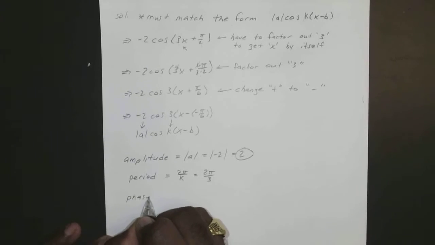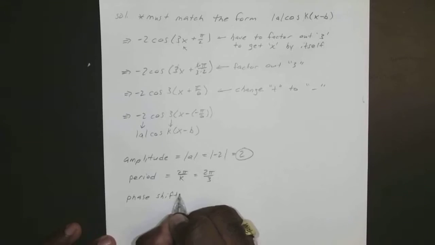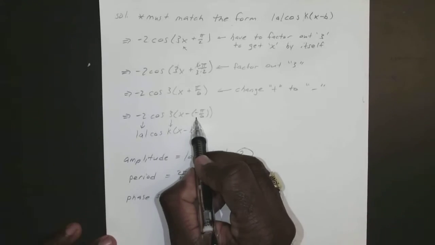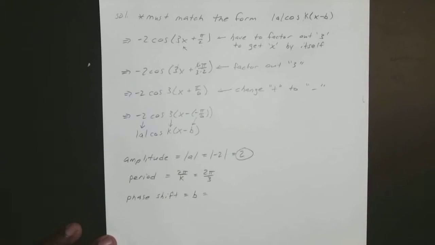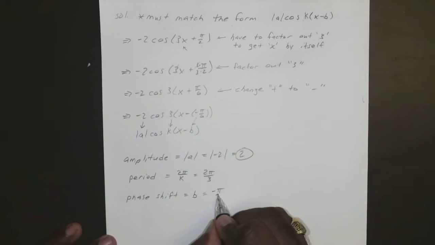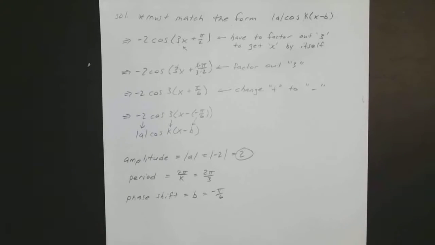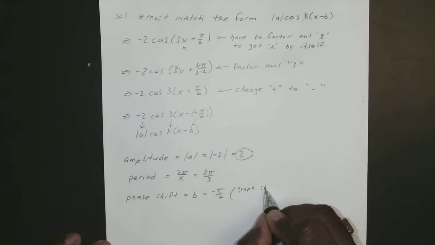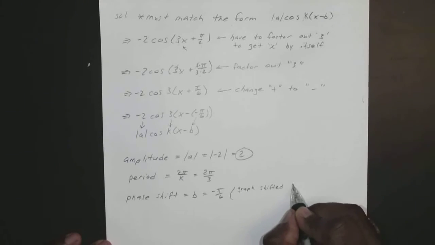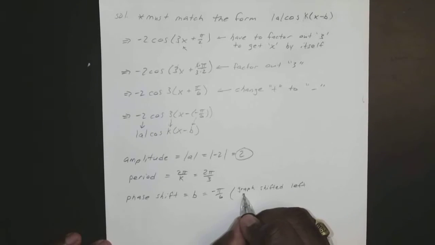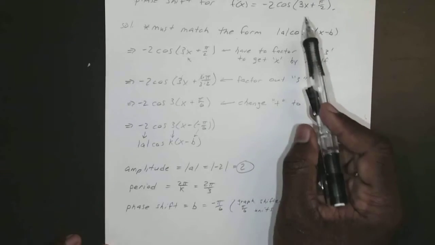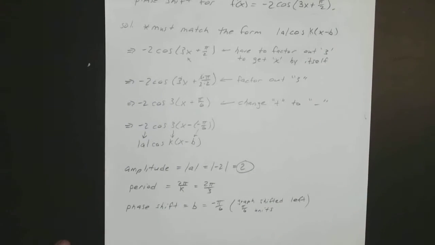And our phase shift, which is just our B, is equal to negative pi over 6. Which lets you know it's shifted to the left pi over 6 units. But we knew that when we saw that plus in there.